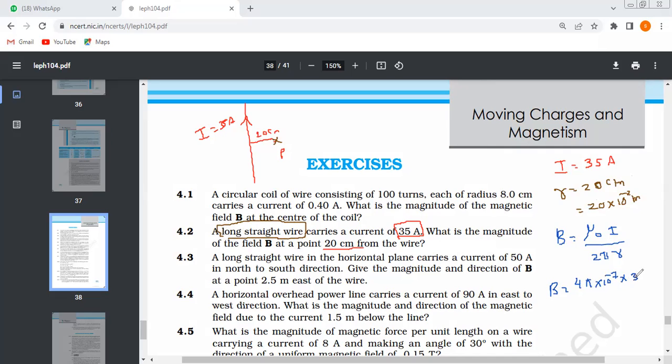The I value is 35, by 2 pi, into r which is 20 times 10 power minus 2. We can cancel pi with pi, and cancel the 2 as well. It becomes 5 times 10 power minus 5. 70 is 10 times 7, so it is 3.5. So it is 3.5 times 10 power minus 5 Tesla. That is the magnetic field.